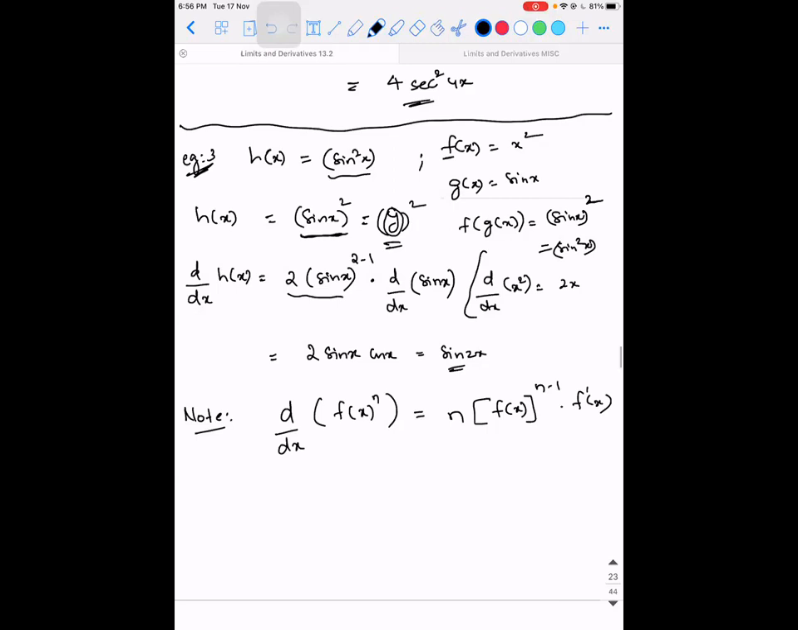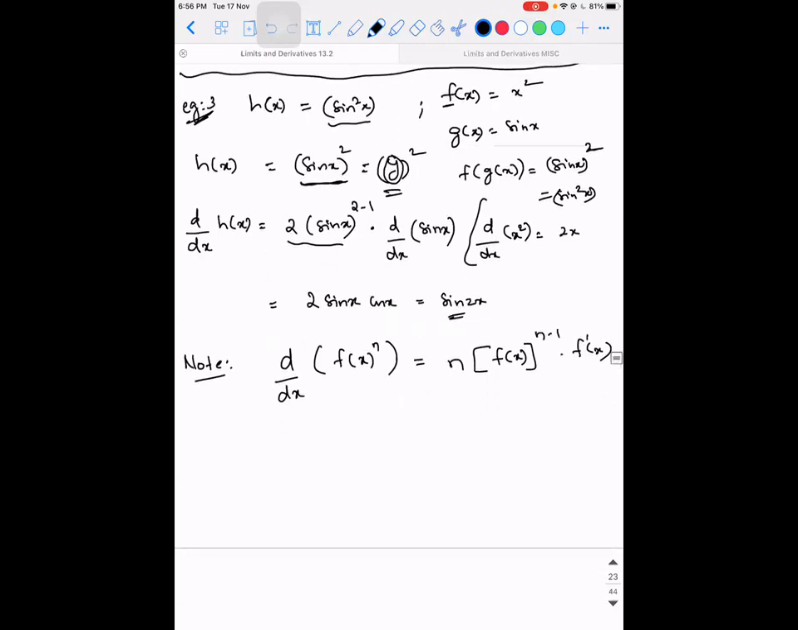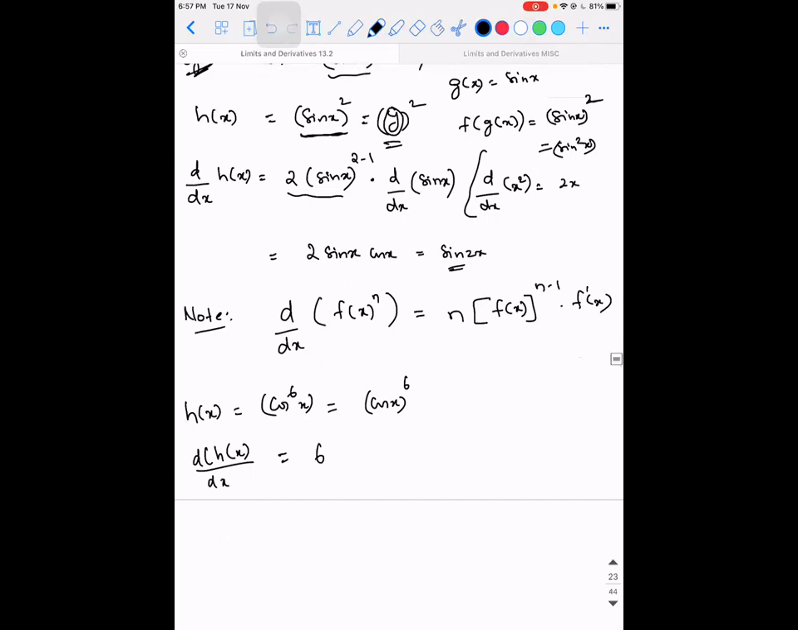Based on the same logic, I'll give you another question. If I give you a function h of x is equal to cos power 6 x, what will you do? This can be written as cos x to the power of 6. What is the derivative of h of x with respect to x? 6 into cos x raised to the power 6. You should write the function; here the function is cos x.